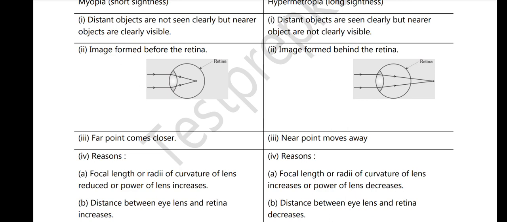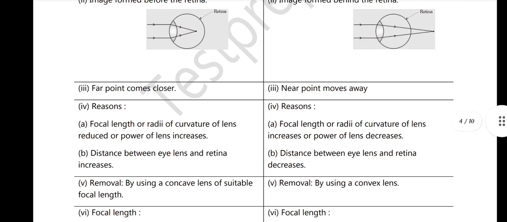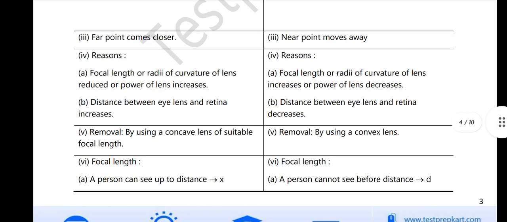So here for myopia, the far point distance comes closer, so he cannot see correctly. The reasons for this are that the focal length or radius of curvature of the lens is reduced, or the power of the lens increases, and the distance between the eye lens and retina increases. How to resolve this?